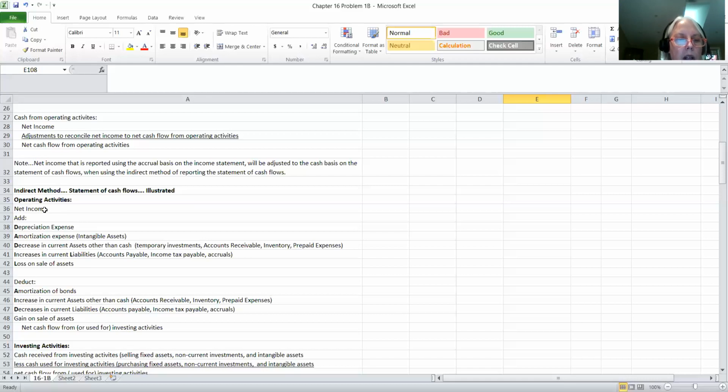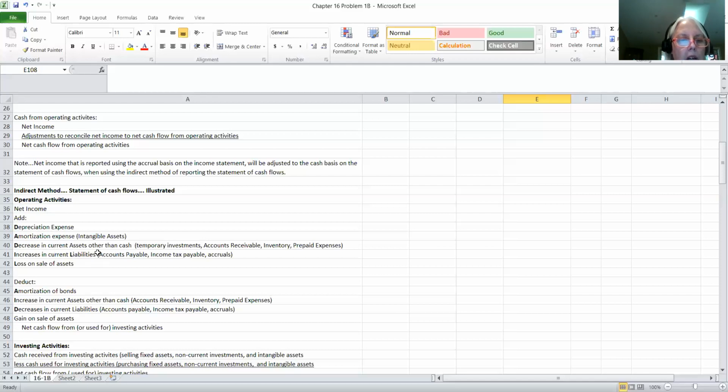Remember, we're adjusting our net income to bring it to the cash basis. Net income starts out at the accrual basis from your income statement. We just pick up the amount of the net income, and then we would look on our income statement for these accounts. If we have any depreciation expense for that period of time, we're going to add it back. If there's any amortization expense, we're going to add it back to the net income.